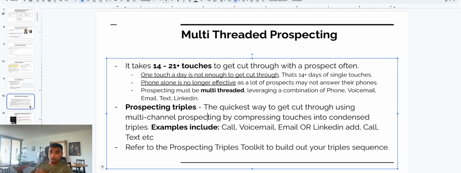And I was so over the moon, right? So when I tell you prospecting triples works, this is the quickest way to find deals and get dollars in your bank account through commissions, prospecting triples.